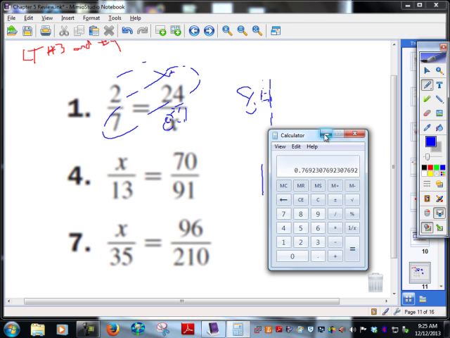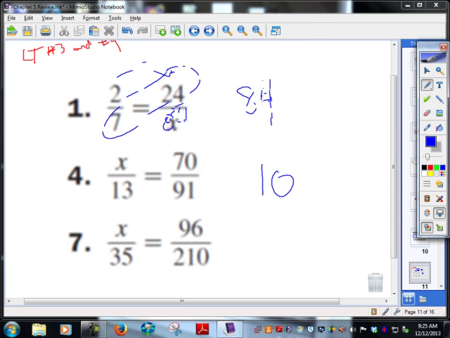Remember that. 0.76923. And now I'm going to do 70 divided by 91. And you can see it gives us the exact same number. Okay? Exact same number. So that's just a way to check it, just to be certain.